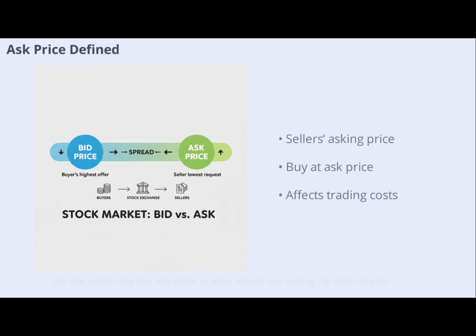On the other side, the ask price is what sellers are asking for their shares. It's the lowest price a seller is willing to accept. If you want to buy a stock, you'll pay the current ask price. The difference between the bid and ask prices is called the spread, and it's an important factor in trading costs. Knowing the ask price helps you understand what it takes to enter a position in the market.